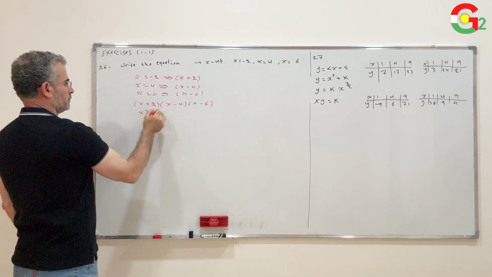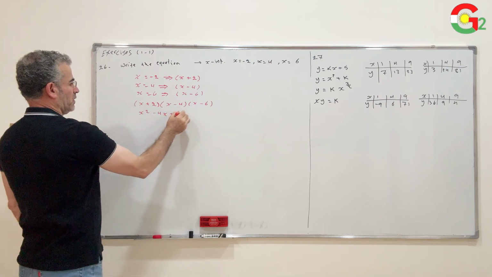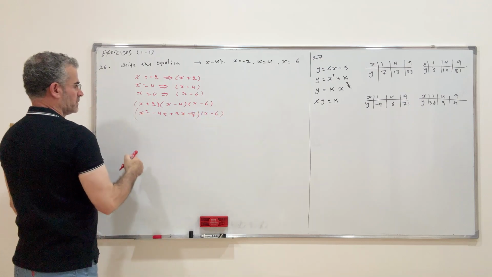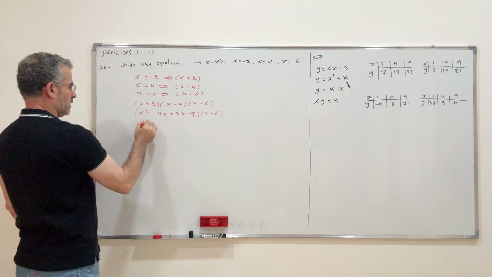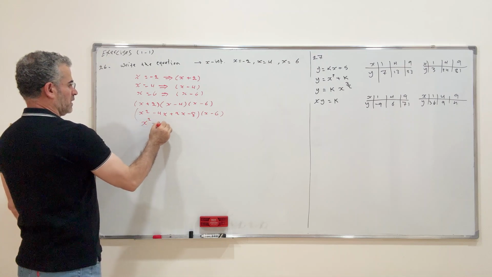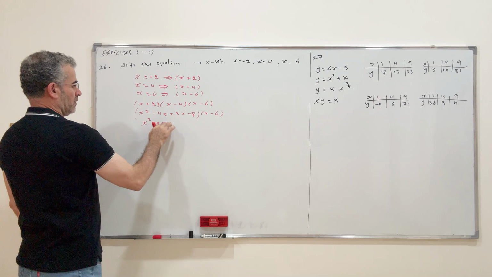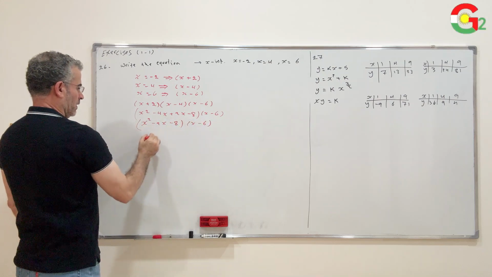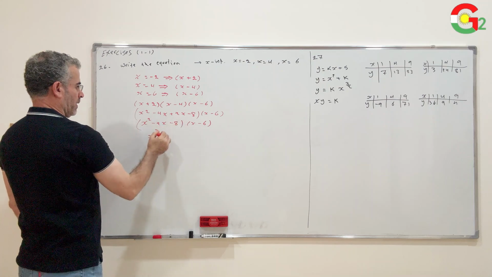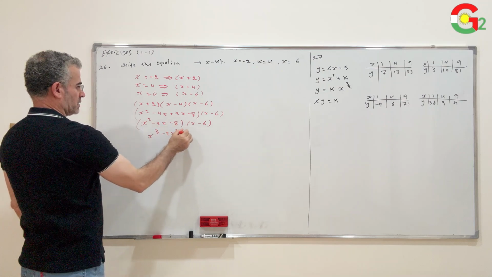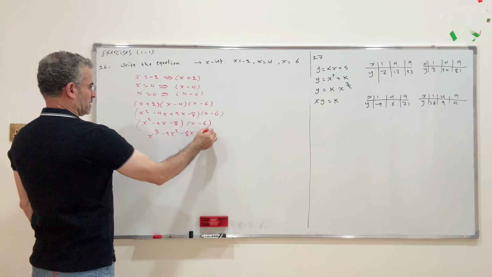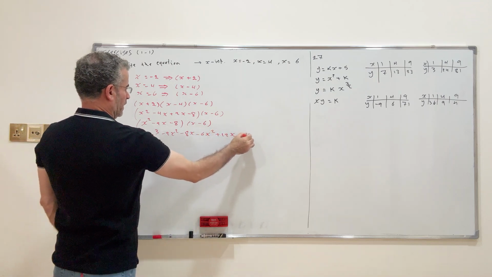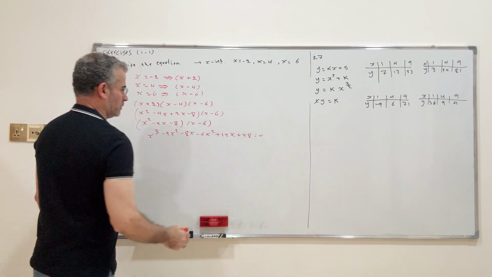X plus 2 times x minus 4 times x minus 6. X squared minus 4x plus 2x minus 8, times x minus 6. Simplify this first: x squared minus 2x minus 8 times x minus 6. X cubed minus 2x squared minus 8x minus 6x squared plus 12x plus 48 equal to 0.